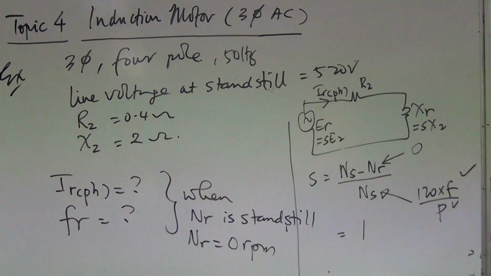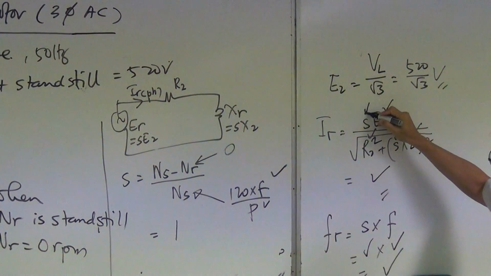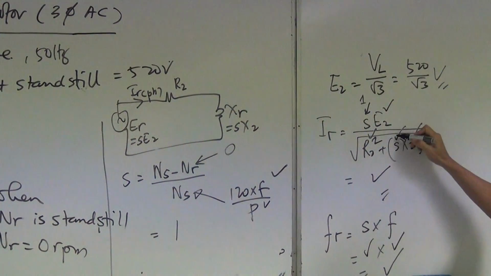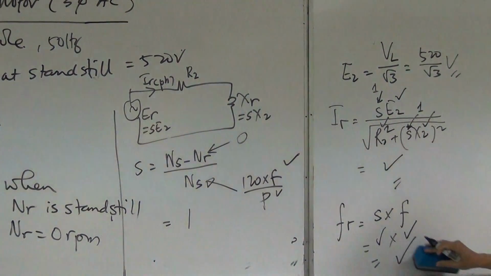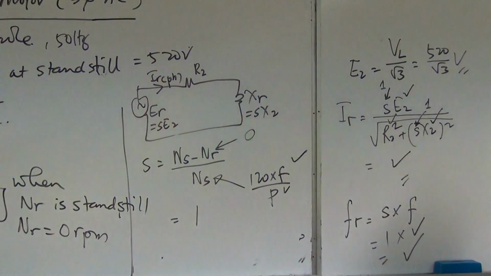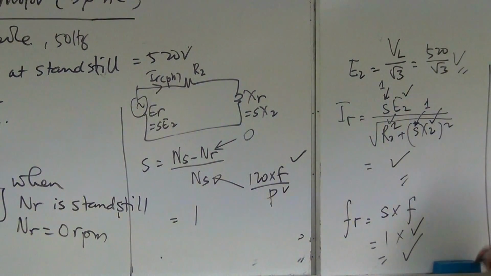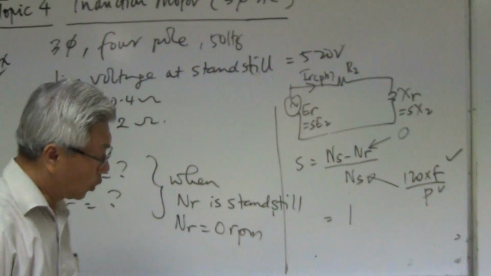Then you redo your calculation. This time slip is equal to 1, and you get the answer. And the frequency with slip equal to 1 is 1 times 50, which is 50. So that is the example to illustrate how to find the rotor current.